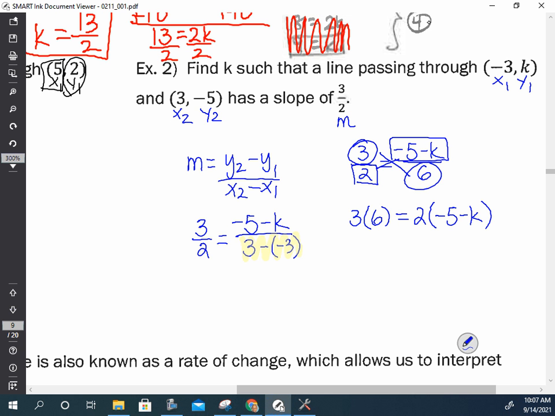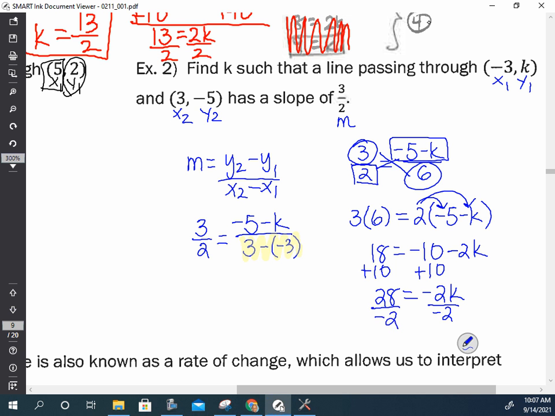Now this is just an algebra problem. 3 times 6, 18. 2 times -5, -10. 2 times -k, -2k. To solve the equation, add 10 to both sides. So 28 equals -2k. And then divide both sides by -2. So you've got -14 equal to k.